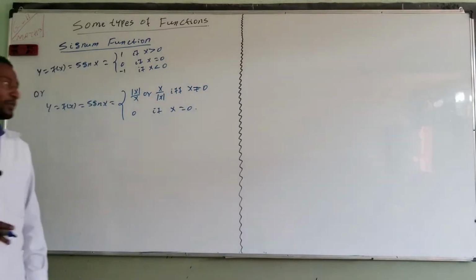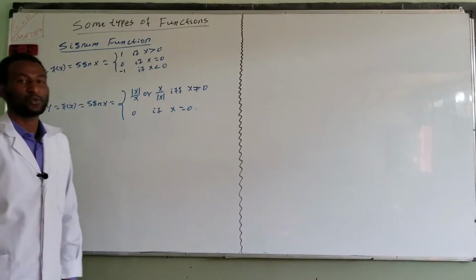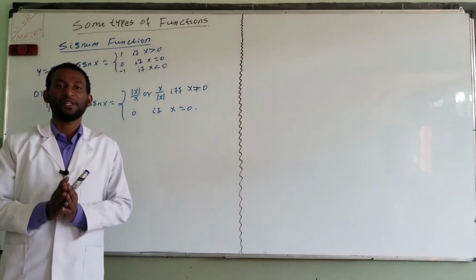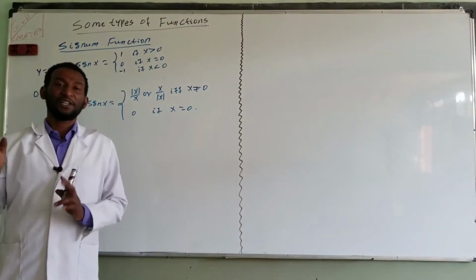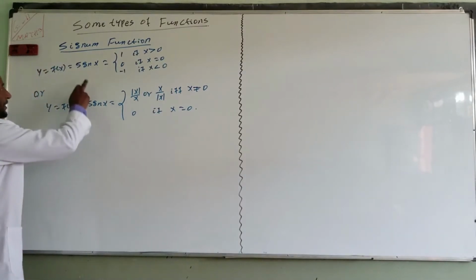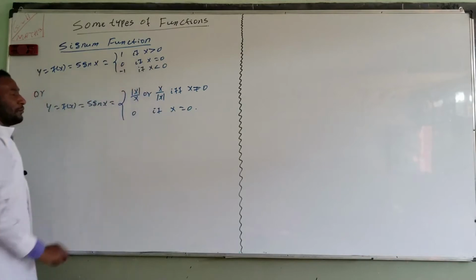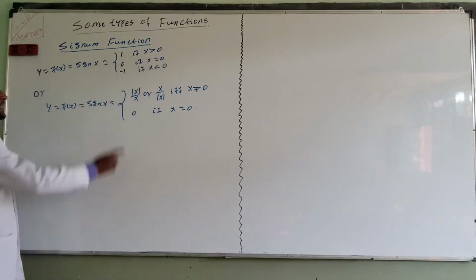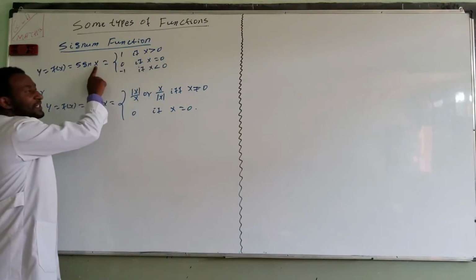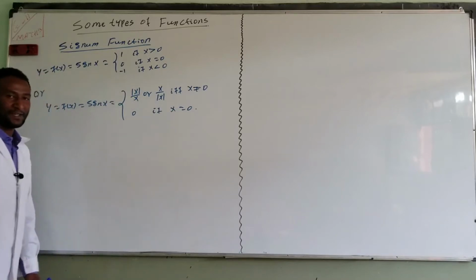When we substitute at the place of x any positive real number, the result is equal to 1. And when we substitute 0, signum of 0 is equal to 0, and the signum of any negative real number is equal to -1.